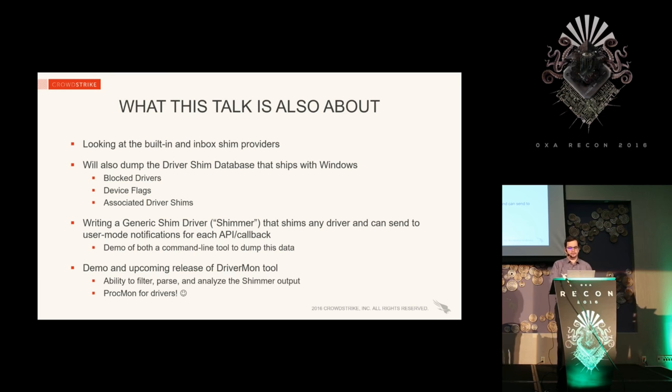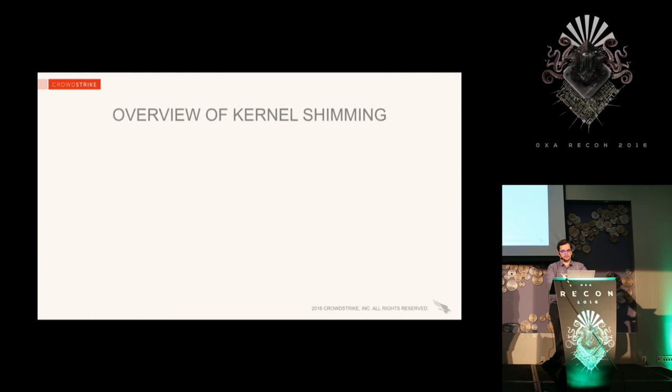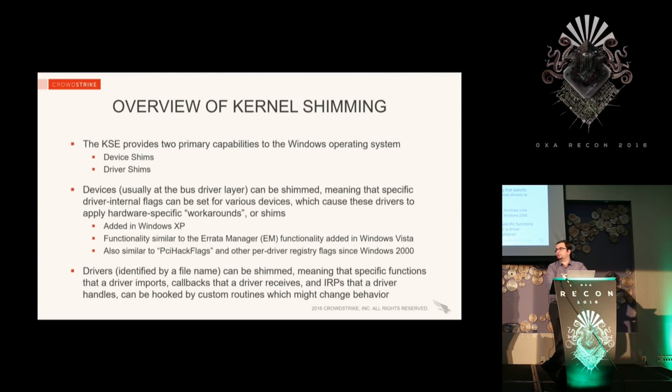And then I'll do a demo of the DriverMon tool, which I think will be pretty cool. So let's talk a little bit about how the kernel shim engine actually does its work. Basically, the whole point of the kernel shim engine is to provide two types of shims, or app compat. Whenever we say shims, we always talk about app compat behavior, basically. And there's device shims and driver shims.